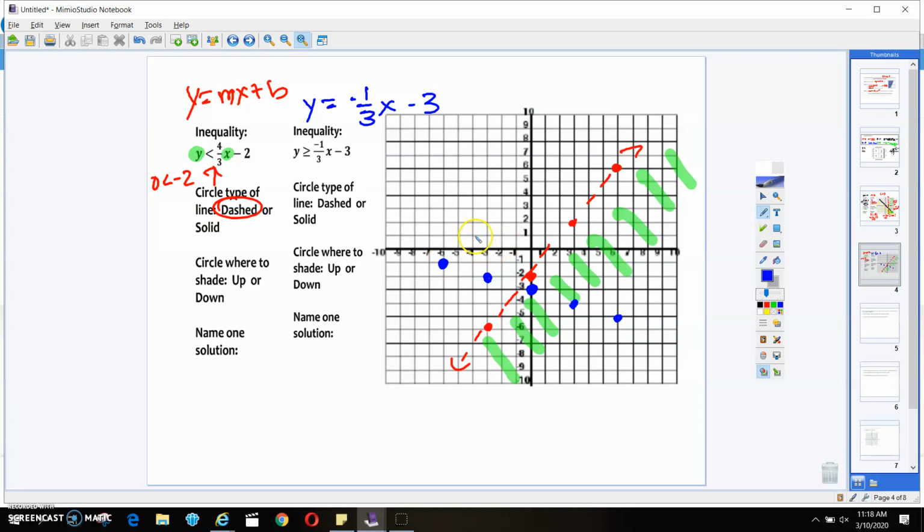Okay, is it going to be solid or dashed, Marley? It's going to be solid. Okay, and now we're trying to figure out where we're going to shade, right? So we're going to plug in 0, 0. If we plug in 0, 0 into our inequality, we'd get 0 is greater than negative 1/3 times 0 minus 3. If we simplify this, that's saying 0 is bigger than negative 3. Is that a true statement? Yeah. So we're going to shade towards 0, 0.